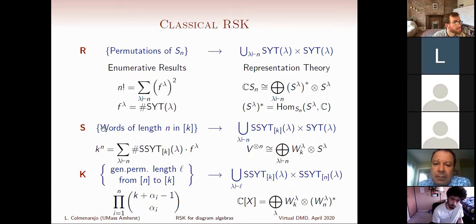I also have the same when I do it for the extension. Instead of having permutations, now I'm allowing words in an alphabet, so that would be k to the n, and I'm changing just this part because of what I have on the right side. And the more general case, I haven't included the formula here because it was very big, but it's giving us a nice description in terms of the number of these two sets, as a product of binomial coefficients.